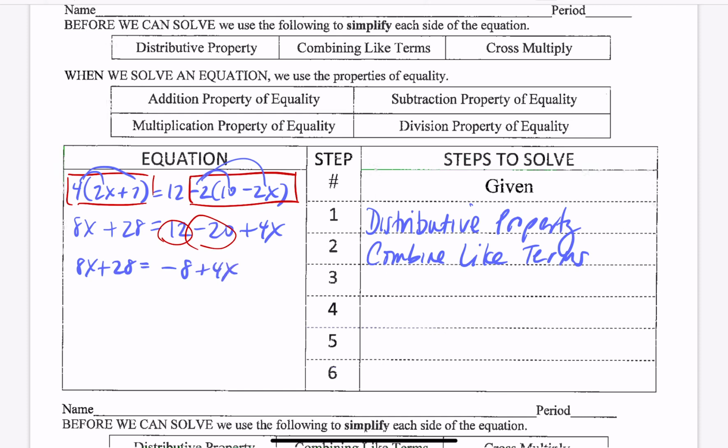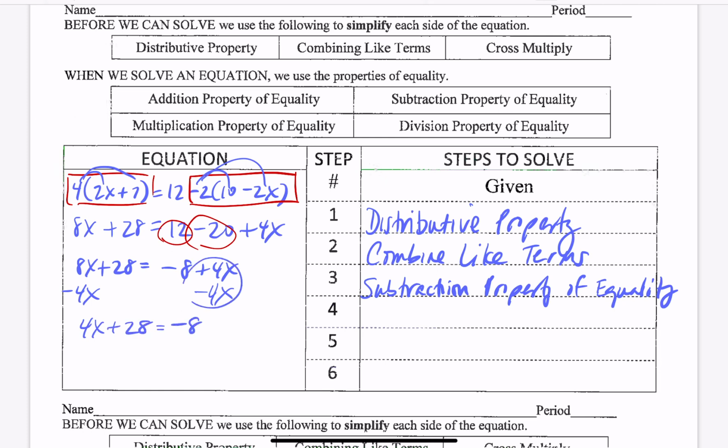I have variables on both sides. I guess the 4x, it's easier to subtract the 4x from both sides. So what that means is, because I'm subtracting from both sides, I'm using the subtraction property of equality. Because I'm doing that same subtraction to both sides, it keeps everything equal, and that's the property. So now 8x minus 4x on the left is 4x plus 28 equals, then I have minus 8, and this is 0. So now I want to get x alone.